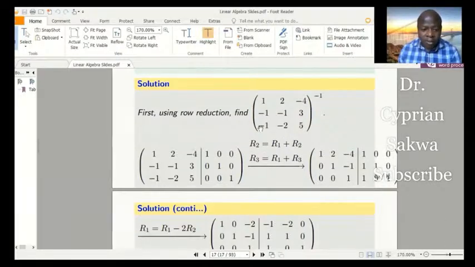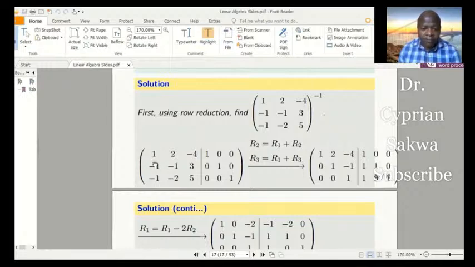Now by row reduction, you remember we said that for us to get the inverse of this matrix, we'll want to carry out elementary row operations on this. So I've just written the matrix here, then beside it I've written the identity matrix. I want to carry out elementary row operations to transform this matrix to the identity matrix. Once this becomes the identity matrix, whatever shall be here will be the inverse of this matrix. We've already gone through this process, so let's just do that.